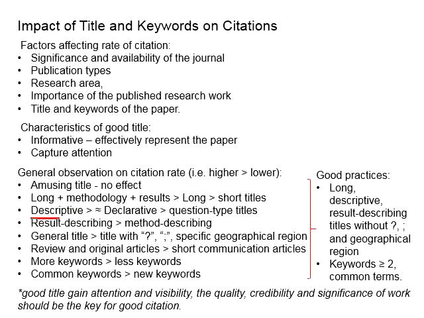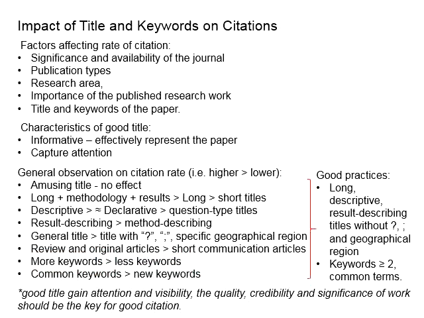If your title is result describing, it will have a higher citation rate than method describing. It is also reported that general titles will have a higher citation rate than titles with question marks, colons, and specific geographical regions. In terms of the type of publications, review and original articles are normally highly cited as compared to short communication articles. And if you have more keywords, the paper is more easily found than with fewer keywords.